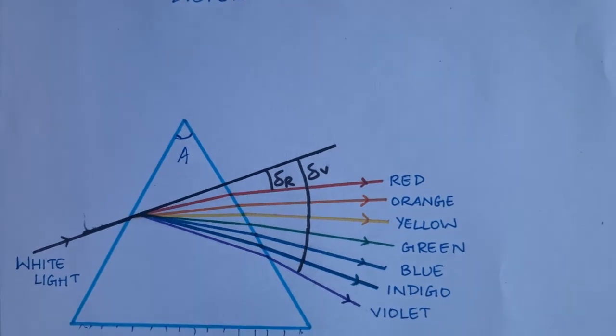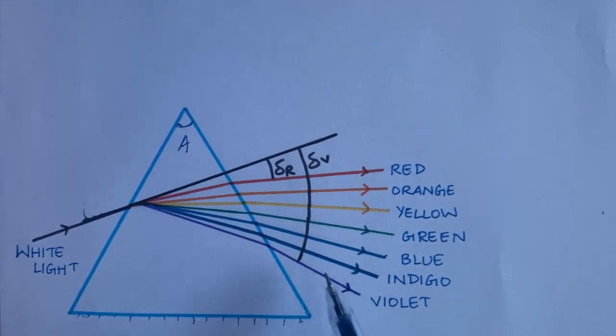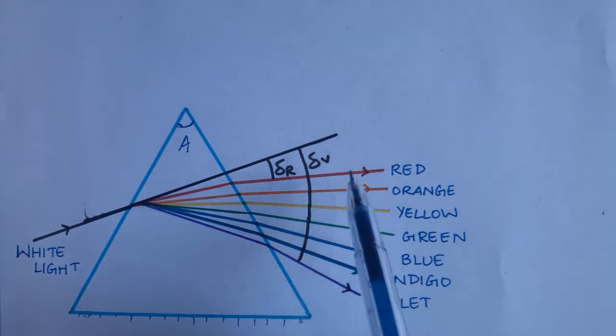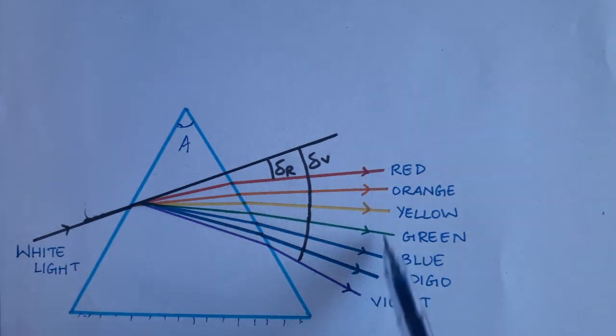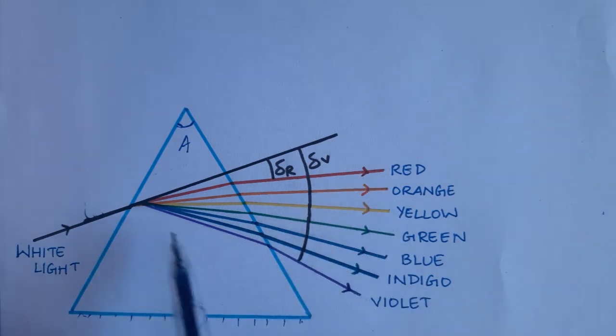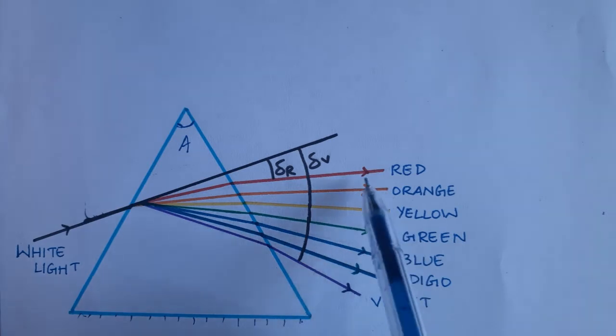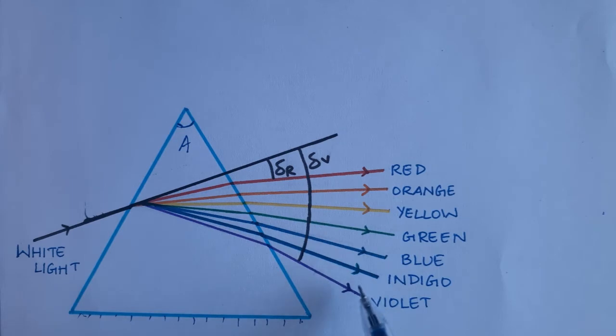Listen here. Depending upon the wavelength and refractive index, different colors deviate through different angles. This process of splitting of colors when white light is incident on the prism is called dispersion. The proper definition is the splitting of white light into its constituent colors. The band of colors of light is called the spectrum.